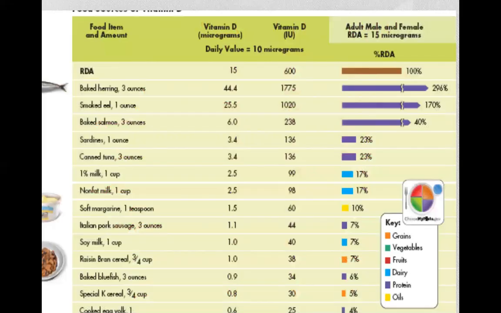These are some food sources of vitamin D. You can see fatty fish, it's up top in the purple. You do see the dairy products, and then you also see some fortified cereals, margarine, etc.